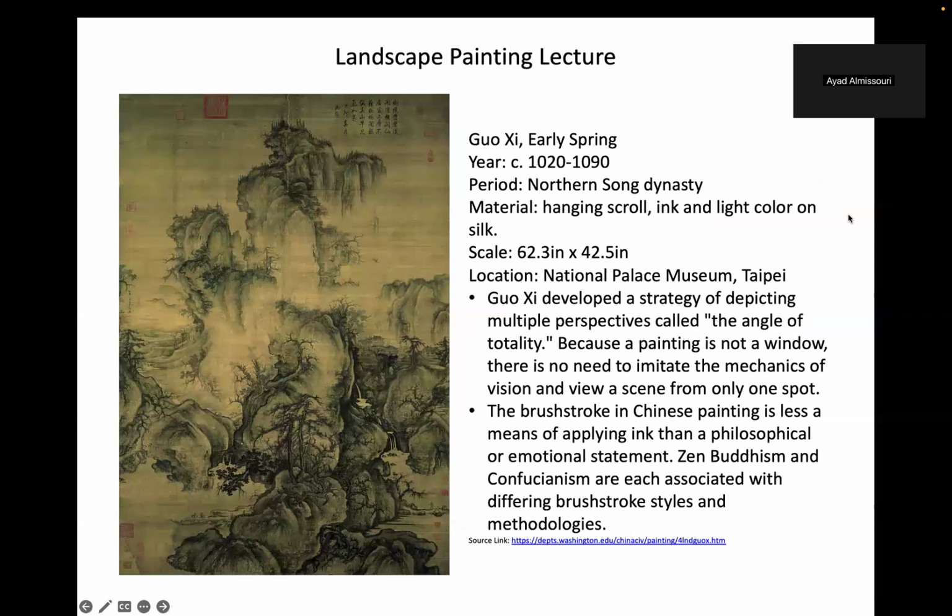Now let's look at another artistic reference, but also think about the philosophies of the East, and specifically artists from the Northern Song dynasty. Now, this is Guo Xi's Early Spring, done in 1020 to 1090 during his lifetime in China, Northern Song dynasty. This is a hanging scroll, ink and light color on silk. This is located at the National Palace Museum in Taipei.